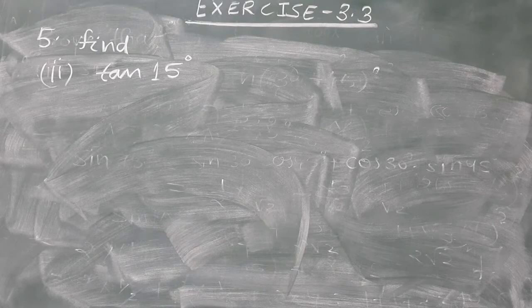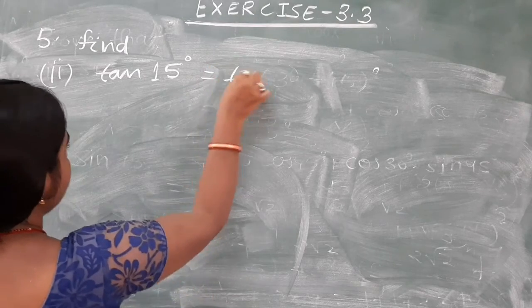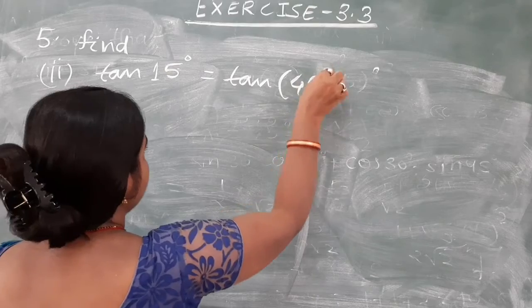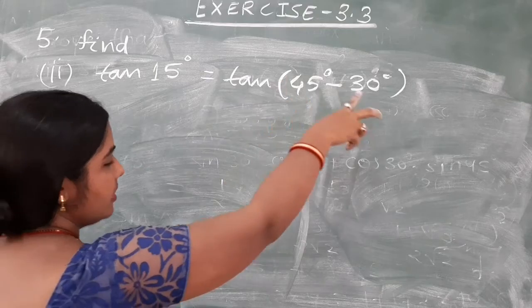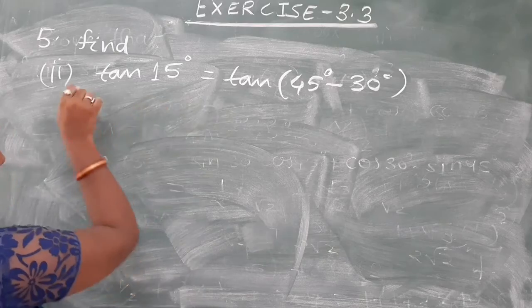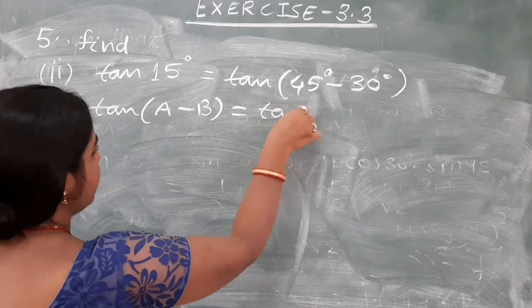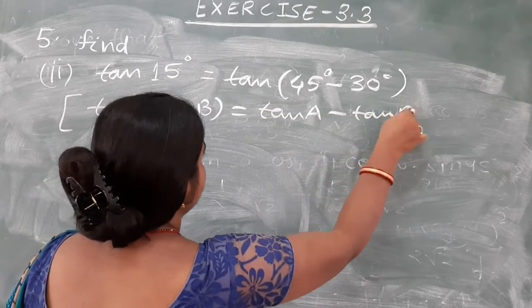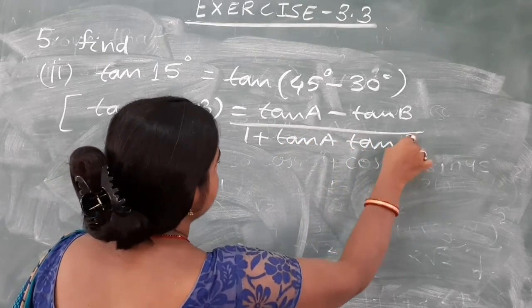Now for the second part, we have to find the value of tan 15 degrees. Again, 15 degrees we will split into two angles. We can write it as 45 degrees minus 30 degrees, because we know tan 45 degrees and tan 30 degrees. Because of that we are splitting like that. Now we will apply the formula of tan(A minus B).